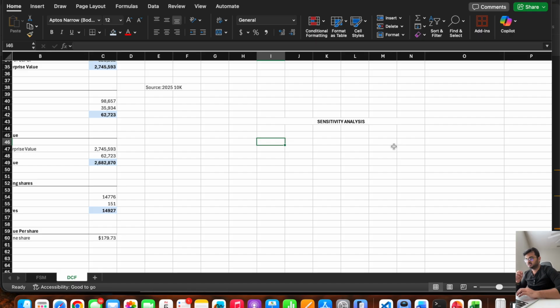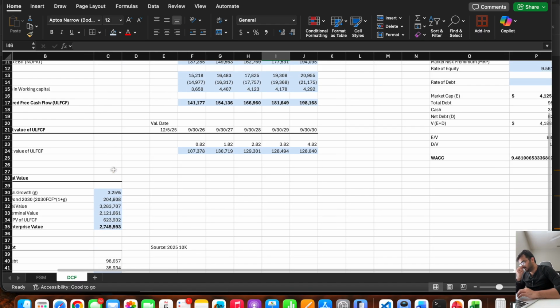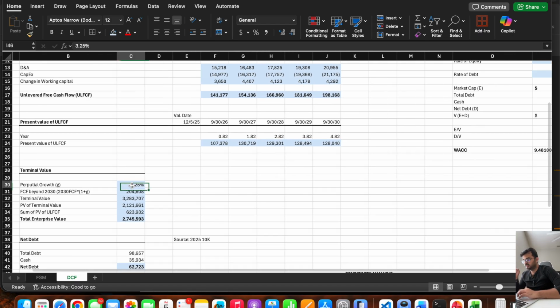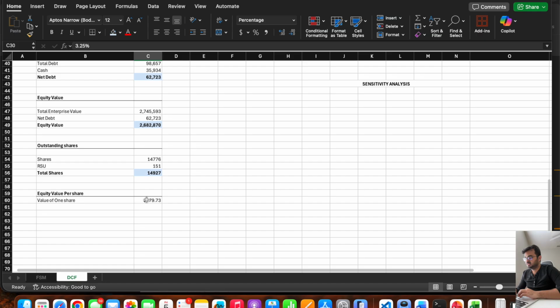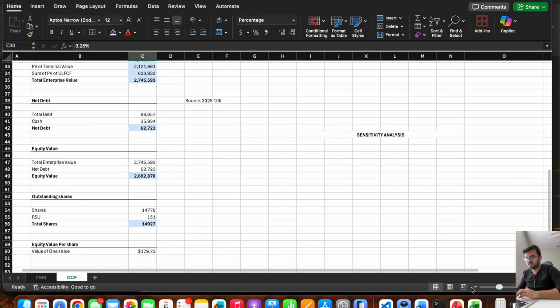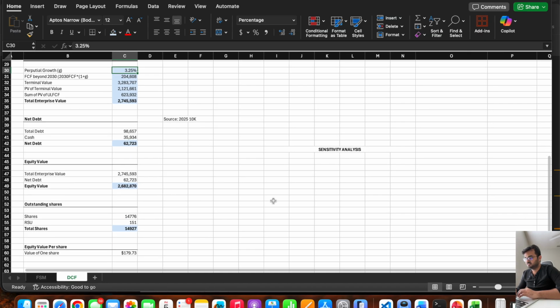So what I need to sensitize, maybe we need to figure it out. If you see, I will take two numbers, perpetual growth rate. Right now I have considered perpetual growth rate as 3.25, which is more standard. But if you think, you know what, 3.25 is too less and the GDP will grow at 4%, let's see how the number changes. Now, if you recollect, the equity value of a share is $179. I'm just changing it from 3.25 to 4%. Our value shot up to $200 per share.